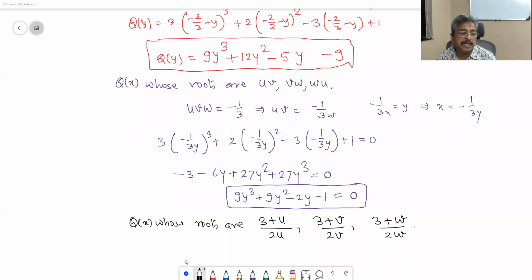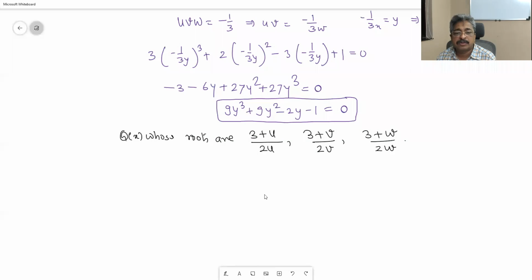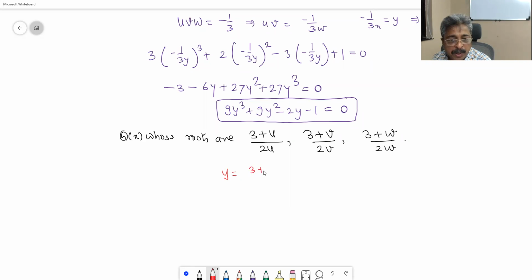This is the most difficult in this family of the problems that we have discussed today, but we should be able to do something about it. We decided to put y is equal to (3 plus x) upon 2x. If we split them, what will happen? 3 upon 2x plus 1 upon 2. Is that right? So can I say y minus half is equal to 3 upon 2x?